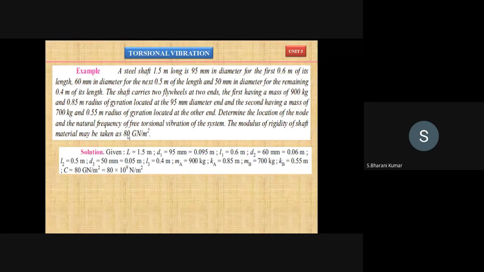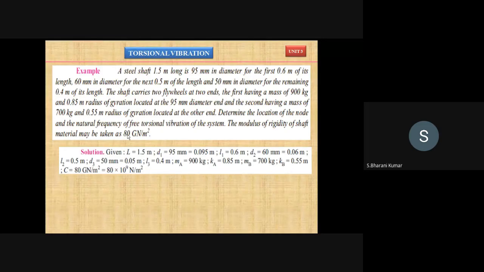The modulus of rigidity is not given, means you want to take it as 80 giganewton. Most of the problems it will be given. Once it's not given, means you can take it as 80 giganewton per meter square, that is 80 into 10 power 9 Newton per meter square. While you're taking like that, you must give a clear note about that, assuming the G value as 80, like that you want to mention.